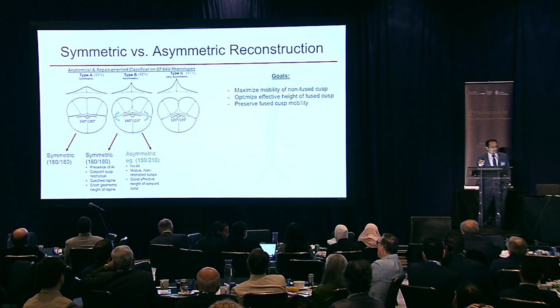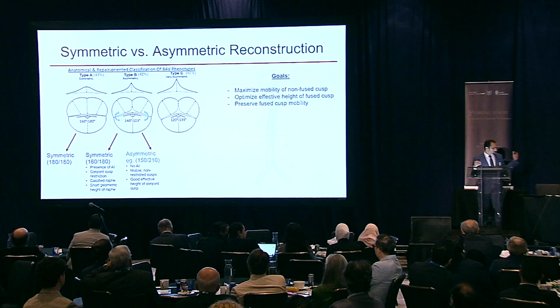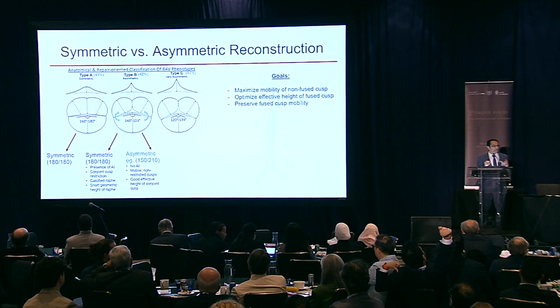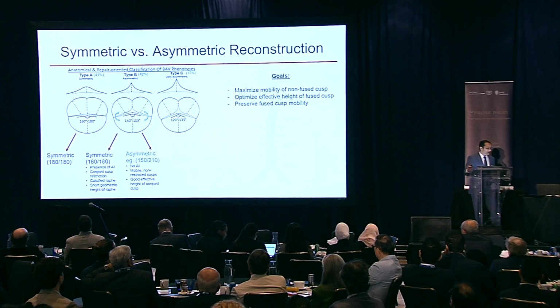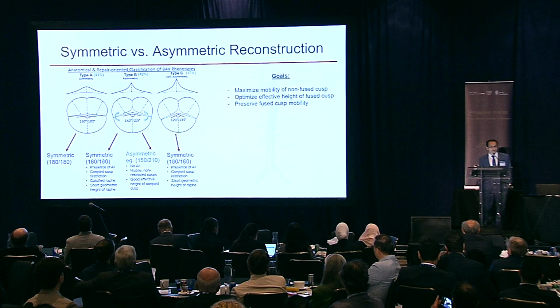The concept here is that leaflet mobility and leaflet effective height is a function of intercommissural distance, something that Laurent mentioned, as well as the free margin length. And so we have the ability, by choosing symmetry or asymmetry, to adjust that intercommissural distance. And then finally, if you have a very asymmetric valve, these are the most complicated valves to repair.